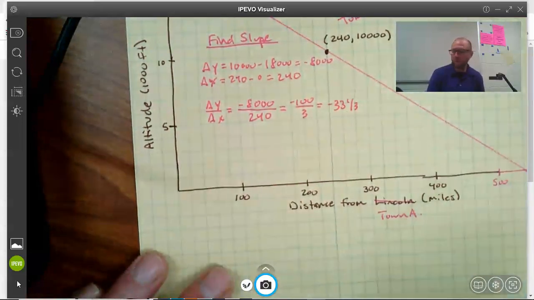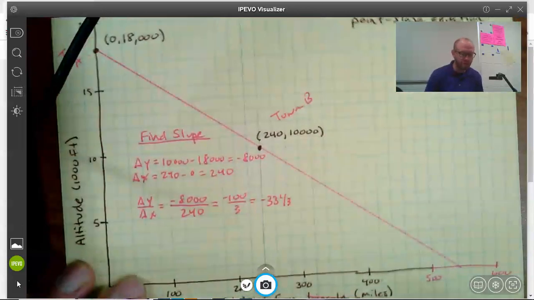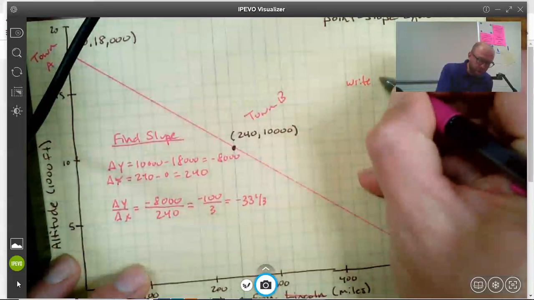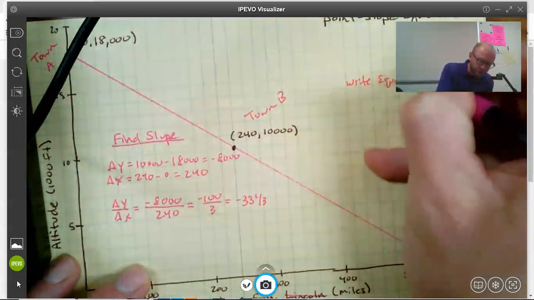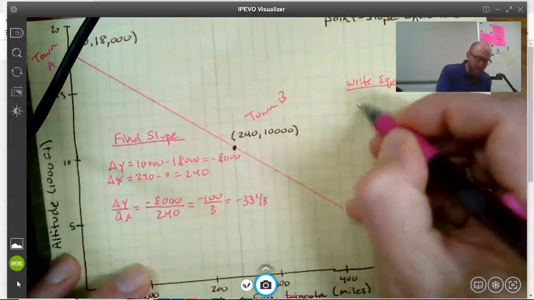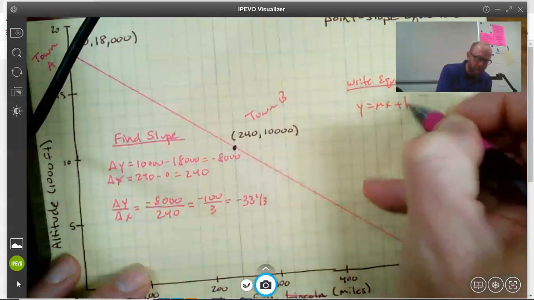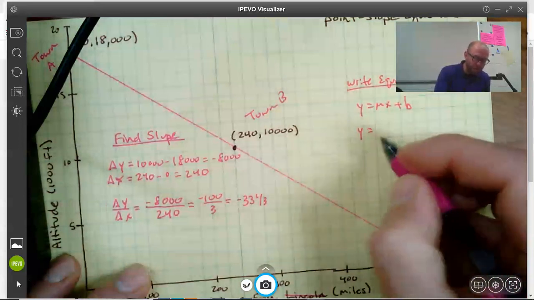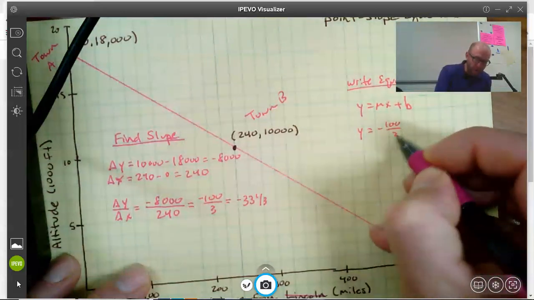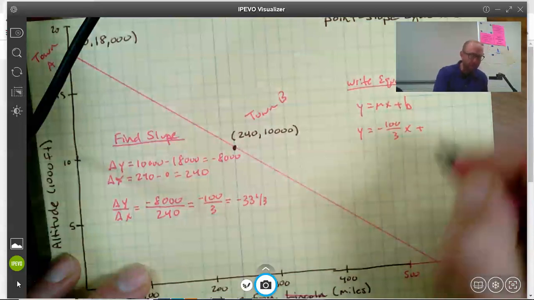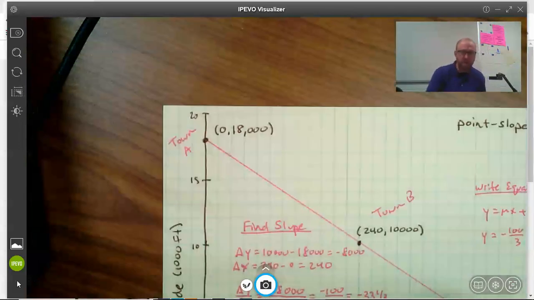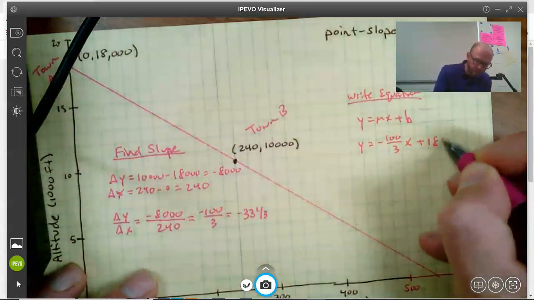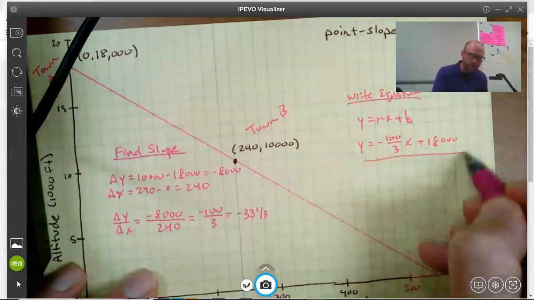So now we know our slope, so now we just need to write our equation. We're going to use slope-intercept form because we know our intercept. So y equals our slope, which is negative 100/3 x, plus our intercept, which is 18,000. Okay, so then we have our equation.